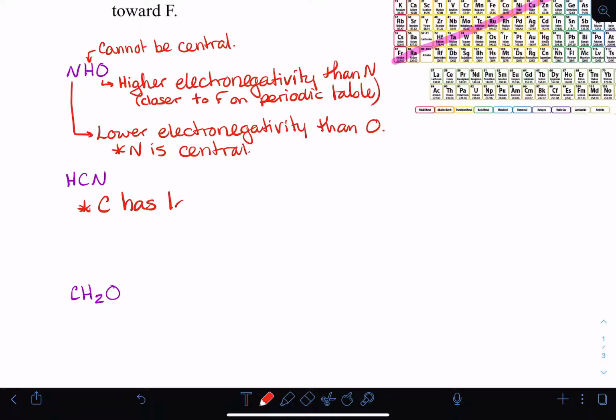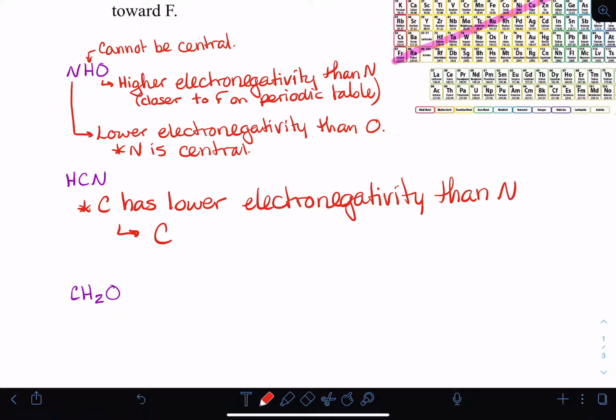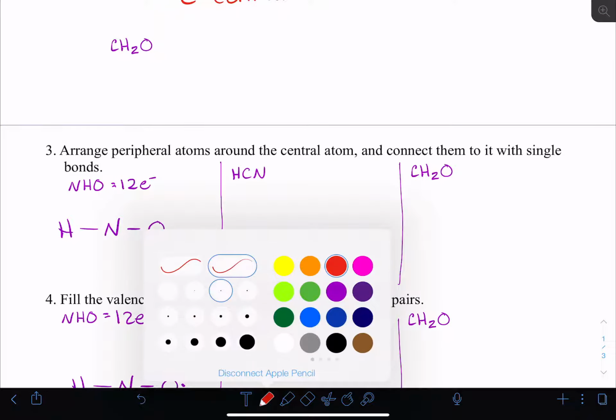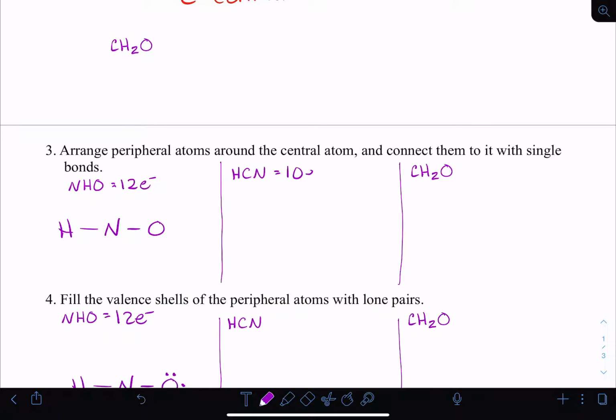So since carbon has a lower electronegativity than nitrogen, carbon is going to be our central atom. And carbon is always a central atom when it is present. So, keeping in mind our 10 electrons that we're looking for, we have carbon in the center, nitrogen on one side, hydrogen on the other. So thus far we've placed 4 out of our 10 electrons.